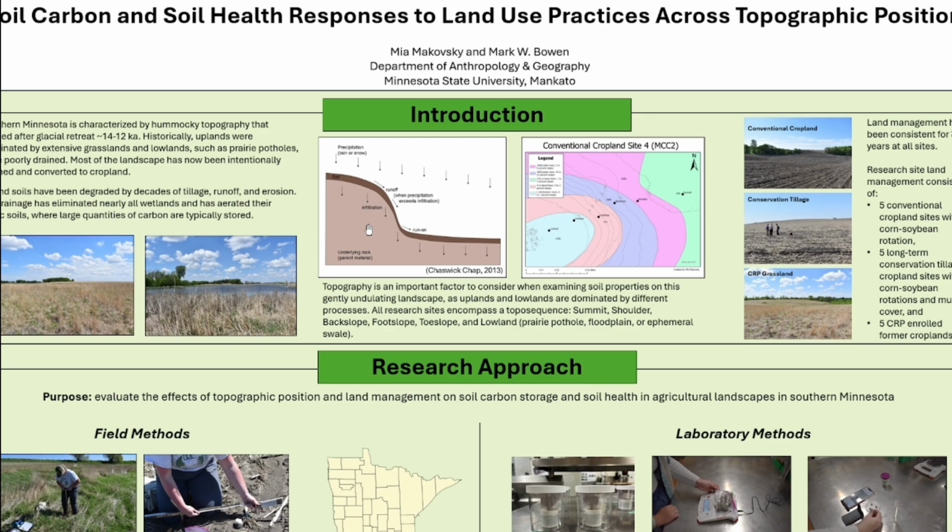All of our research sites do encompass a topo sequence: a summit, shoulder, back slope, foot slope, toe slope, and lowland. Our lowlands do terminate into different features. Some of our lowlands are prairie potholes, some of them are floodplains, and some of them are ephemeral swales. This map here is highlighting the soil series differences. Our upland soils are non-hydric, whereas our lowland soils are hydric. So our topo sequence starts in non-hydric soil and terminates in a hydric soil.